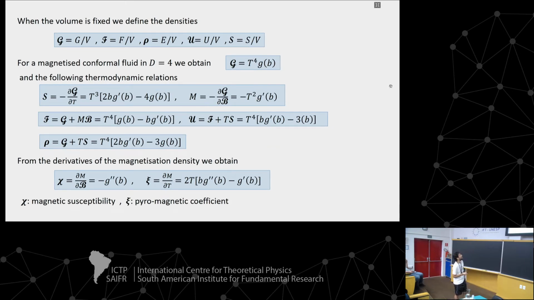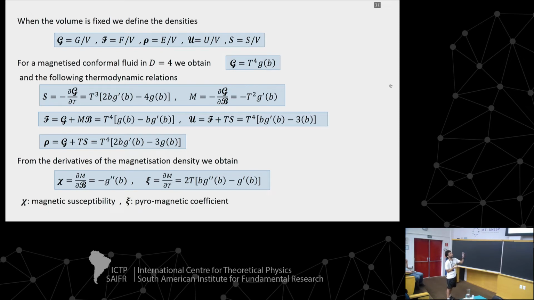All right. Then when you have fixed volume, it is convenient to define the densities: Gibbs density, Helmholtz density, enthalpy density, internal energy density, and entropy density. And then since the Gibbs free energy just scales with T^D, let us now focus on four dimensions. So in four dimensions, the Gibbs free energy scales as T to the 4. From this small g of little b, you can get everything. You can get all the other thermodynamic quantities. You can get the entropy.